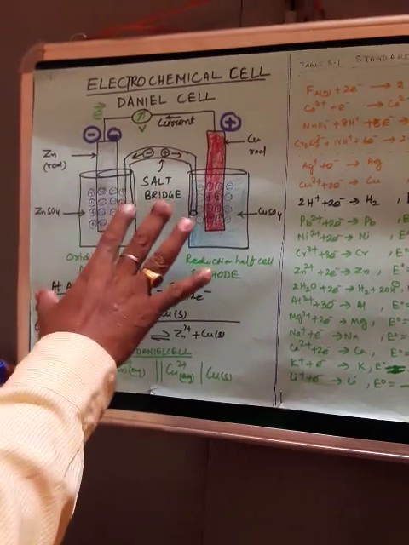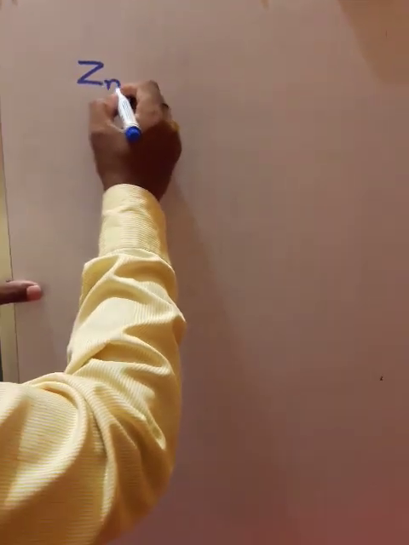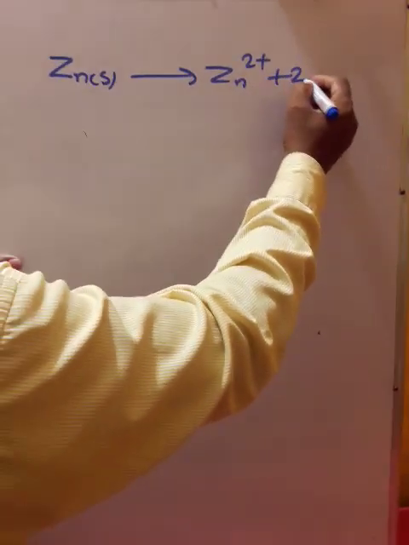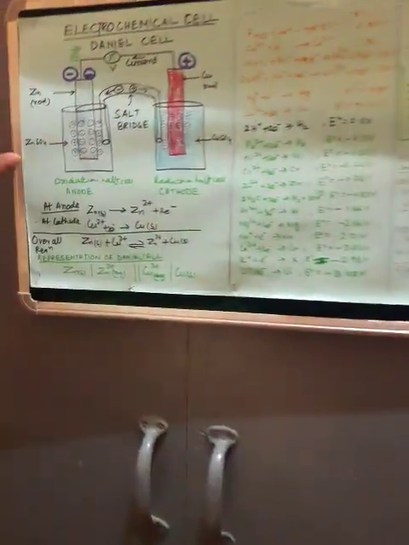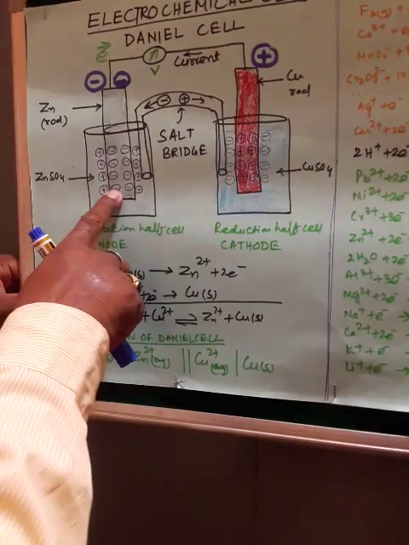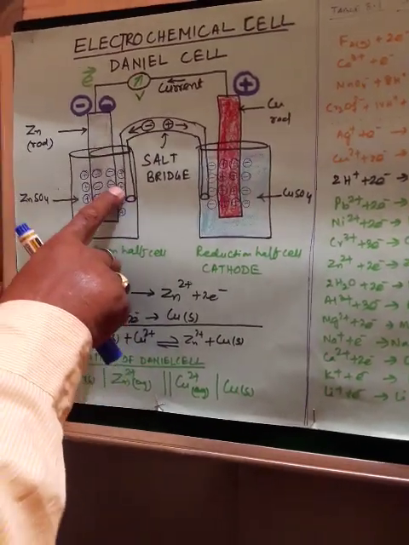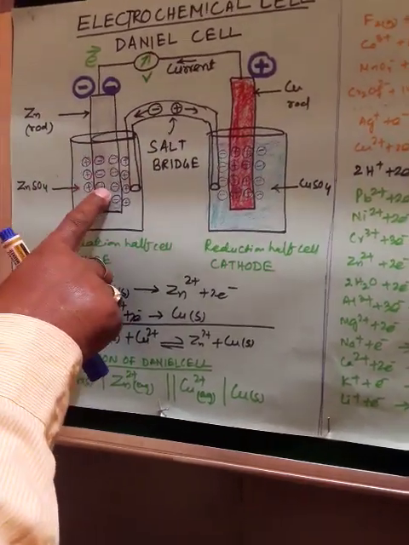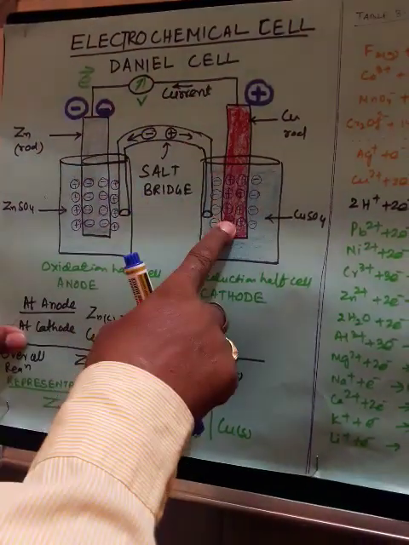Now I am explaining the mechanism here on the board. You see the zinc rod: solid zinc gives up electrons, forming Zn2+ ions and leaving behind the electrons. Here you see the electrons are left behind in the zinc electrode. Zinc atoms go into solution in the form of zinc ions. These positively charged ions are zinc ions, and these are the electrons. These electrons produced are transferred from this zinc electrode to the copper electrode.